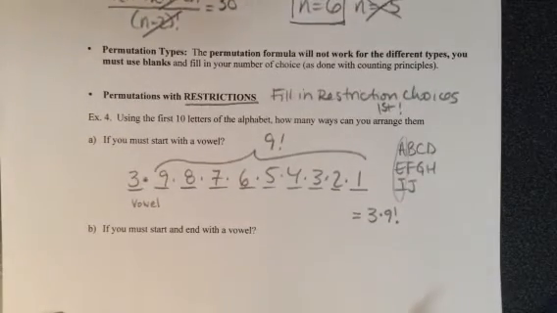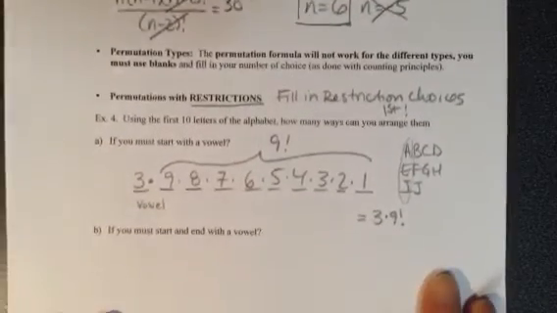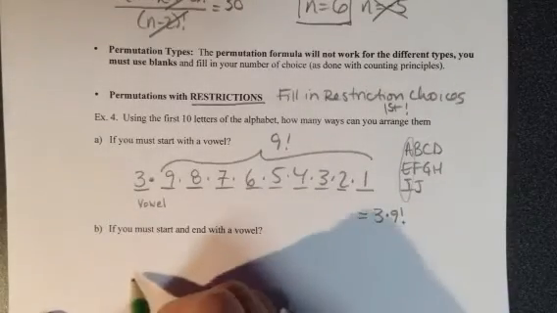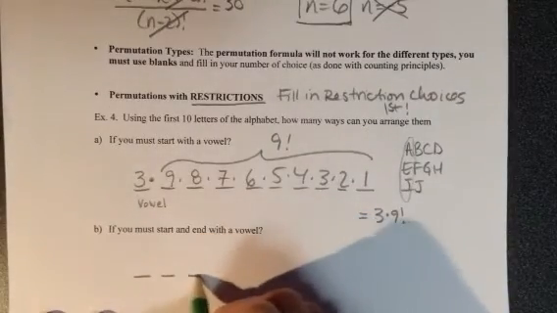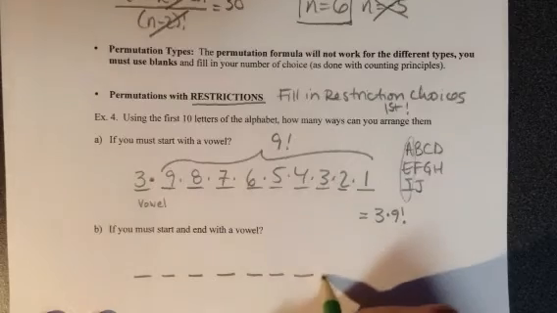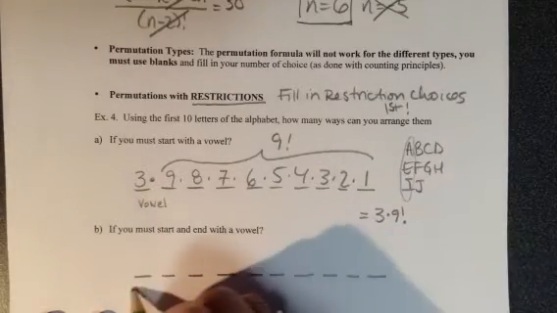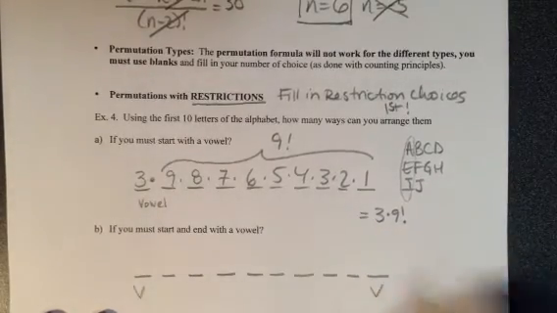Now we'll add one more restriction: you must start and end with a vowel. So once again, let's go 1, 2, 3, 4, 5, 6, 7, 8, 9, 10, but now we have to have a vowel at the beginning and a vowel at the end. So we'll fill in our restrictions again.